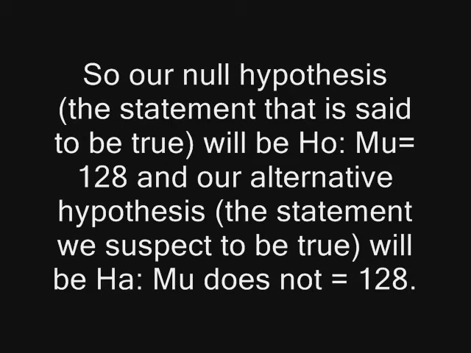So our null hypothesis, the statement that is said to be true, will be H0: mu equals 128, and our alternative hypothesis, the statement we suspect to be true, will be HA: mu does not equal 128.